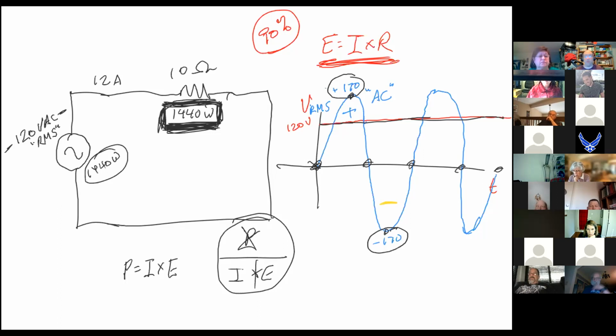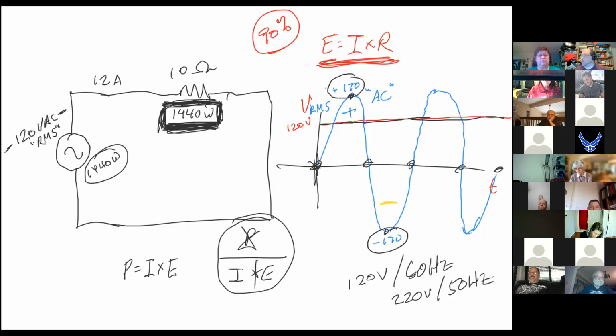So everybody, the wall voltage that you have has a frequency of 60 hertz in the United States. In Europe and South America, it's actually 50 hertz, but it's not 120 volts, it's 220 volts. So we have 120 volts, 60 hertz, and in Europe and South America, they have 220 volts, 50 hertz, which is why if you look at your computer power supply, you will see that it has an input voltage range of 90 to 264 volts AC. Now, why on earth would anybody do that?